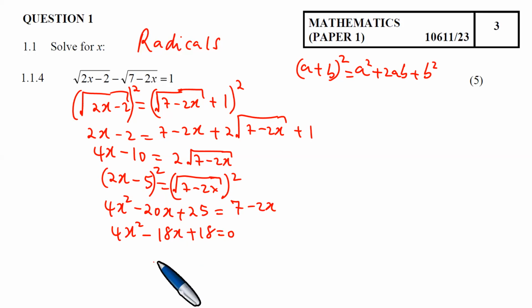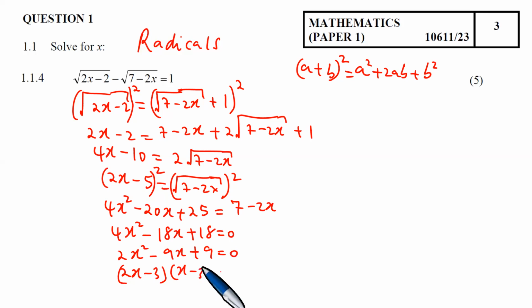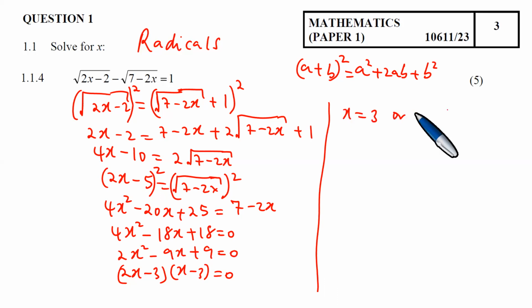At this point, you divide through by the highest common factor, 2, and you get 2x squared minus 9x plus 9 equals 0. And this is what you get. At this point, we factorize this one. The factors are 2x minus 3 and x minus 3, and this is equal to 0. Therefore x becomes 3, or x becomes 3 over 2.